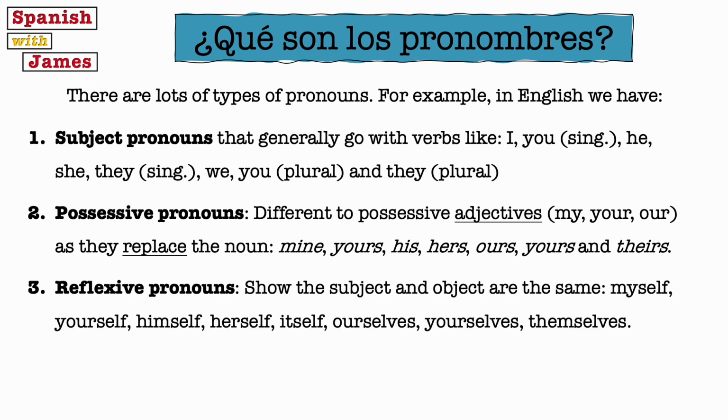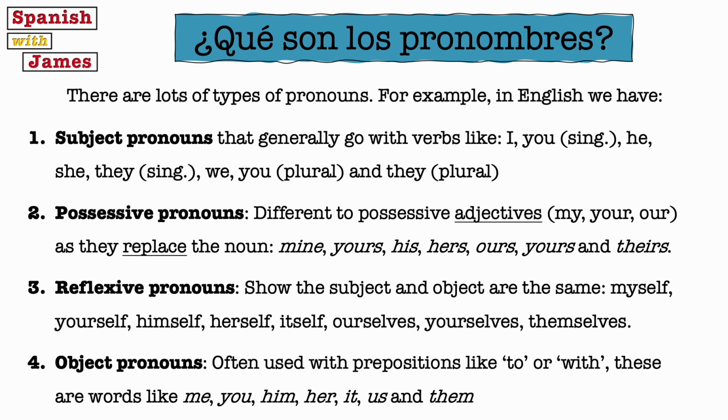There's reflexive pronouns which show that the subject and object are the same. So if you do an action to yourself or someone does an action to themselves, then that is a reflexive pronoun, and these are used a lot more in Spanish than they are in English. And finally, object pronouns, which in English are quite straightforward. Me, you, him, her. Instead of he or she, it's him or her. It, us, and them. So instead of we, it goes to us. Different to subject pronouns. And these are often used with prepositions like to or with.